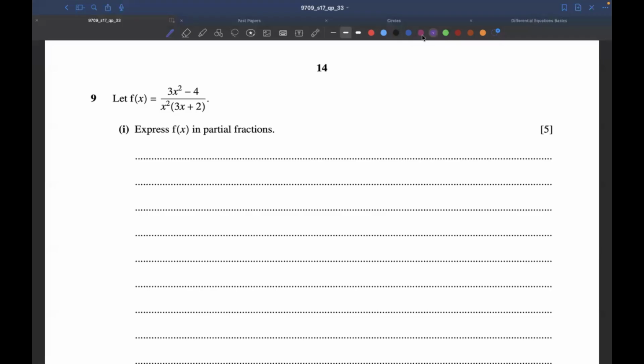In question number 9, the function is given as 3x squared minus 4 upon x squared into 3x plus 2. In the first part, we have to express f of x as partial fractions. Now in the denominator, we have x squared. So what we know is that if it is x squared, we can write it as a upon x plus b upon x squared.